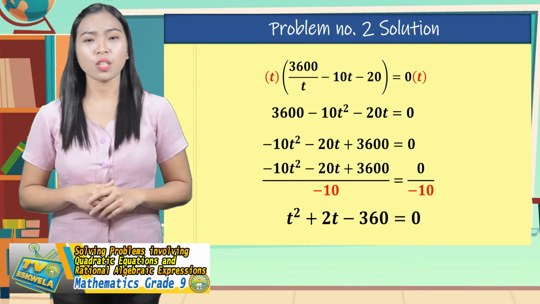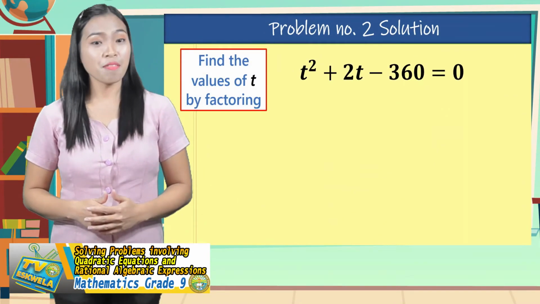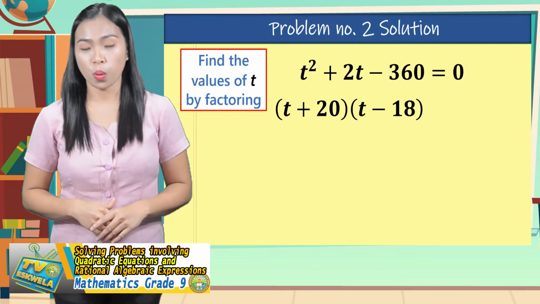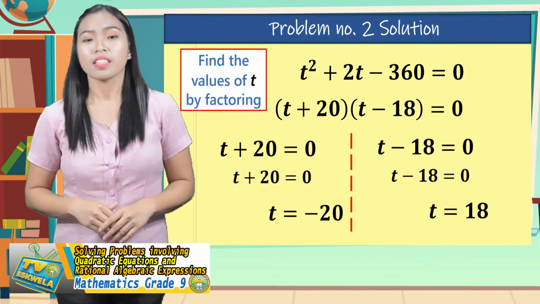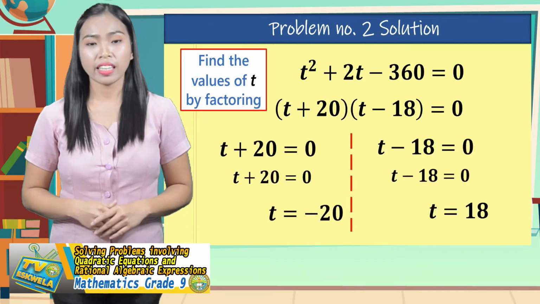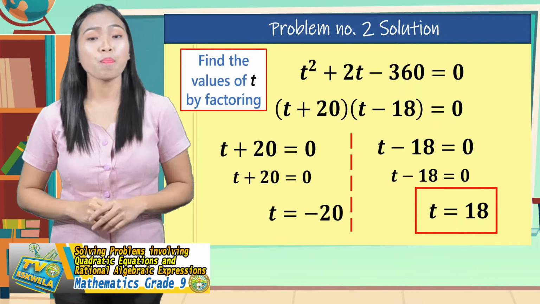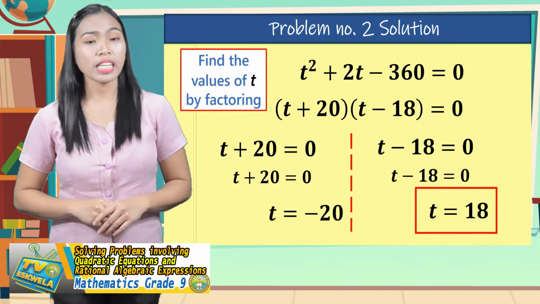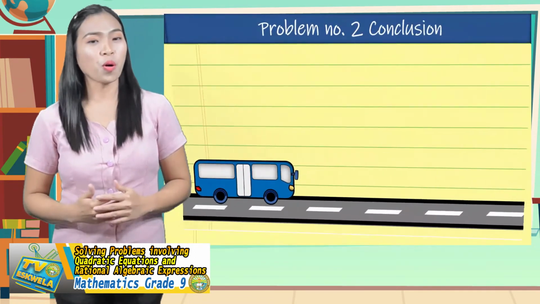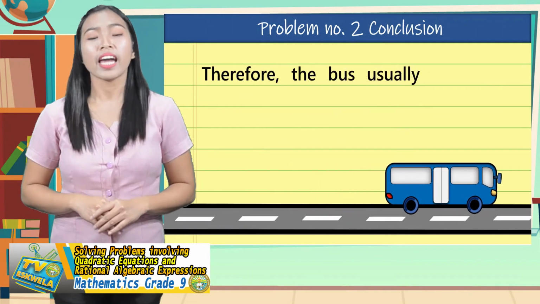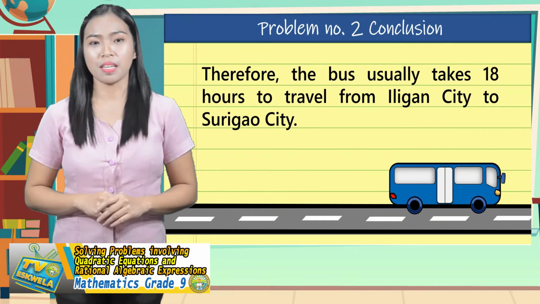Let us solve this equation to find the values of t by factoring. The factors are t plus 20 and t minus 18. So, the values of t are negative 20 and 18. We will only take the positive value of t, which is 18, since the problem involves time. Therefore, the bus usually takes 18 hours to travel from Iligan City to Surigao City.